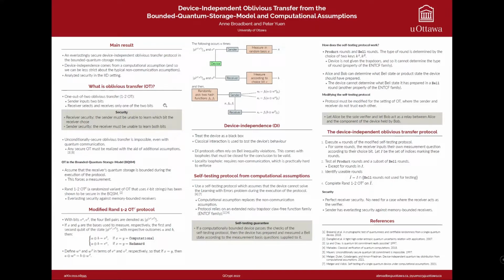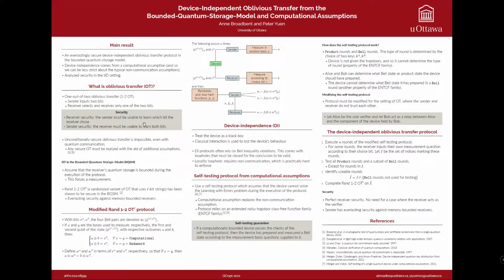So we'll start by talking about what Oblivious Transfer is. It's basically a cryptographic primitive where there's a sender and a receiver. The sender is going to input 2 bits, and the receiver is going to select and receive only one of those 2 bits. In terms of security, we have security for the receiver and security for the sender. Security for the receiver means that the sender should be unable to learn which bit the receiver chose. And when we talk about security for the sender, the receiver should be unable to learn both bits. So they should only be able to learn one of the 2 bits.